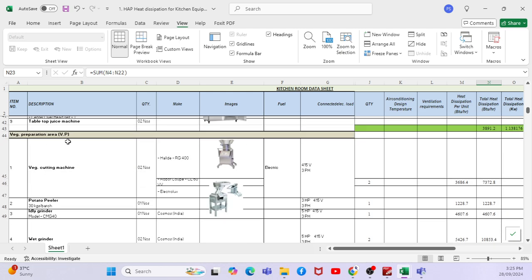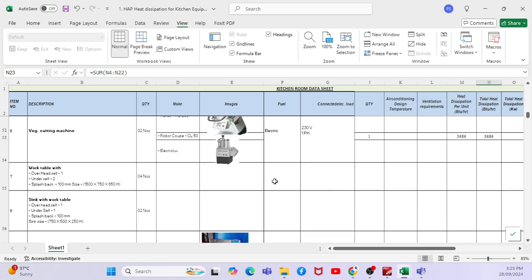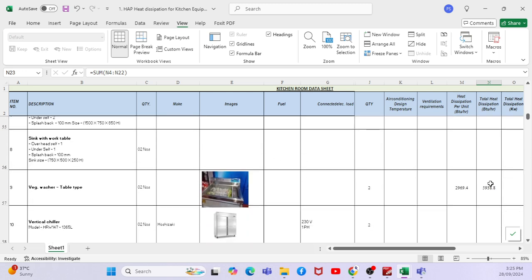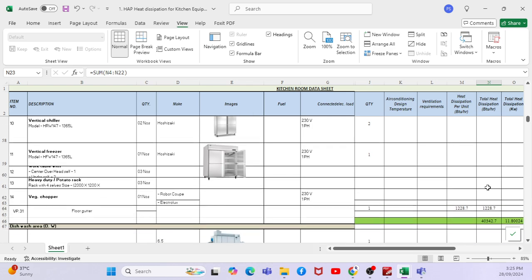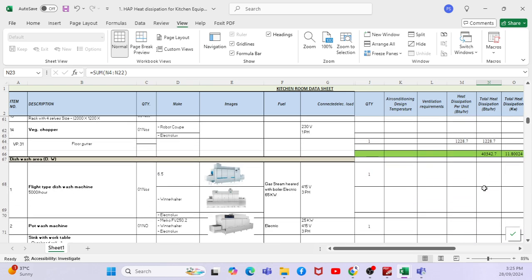Then you'll be having a vegetable preparation area, different areas, different equipment, appliances. You have a different heat dissipation, so that will be counted when you do the HAP calculations. Is that clear, right?